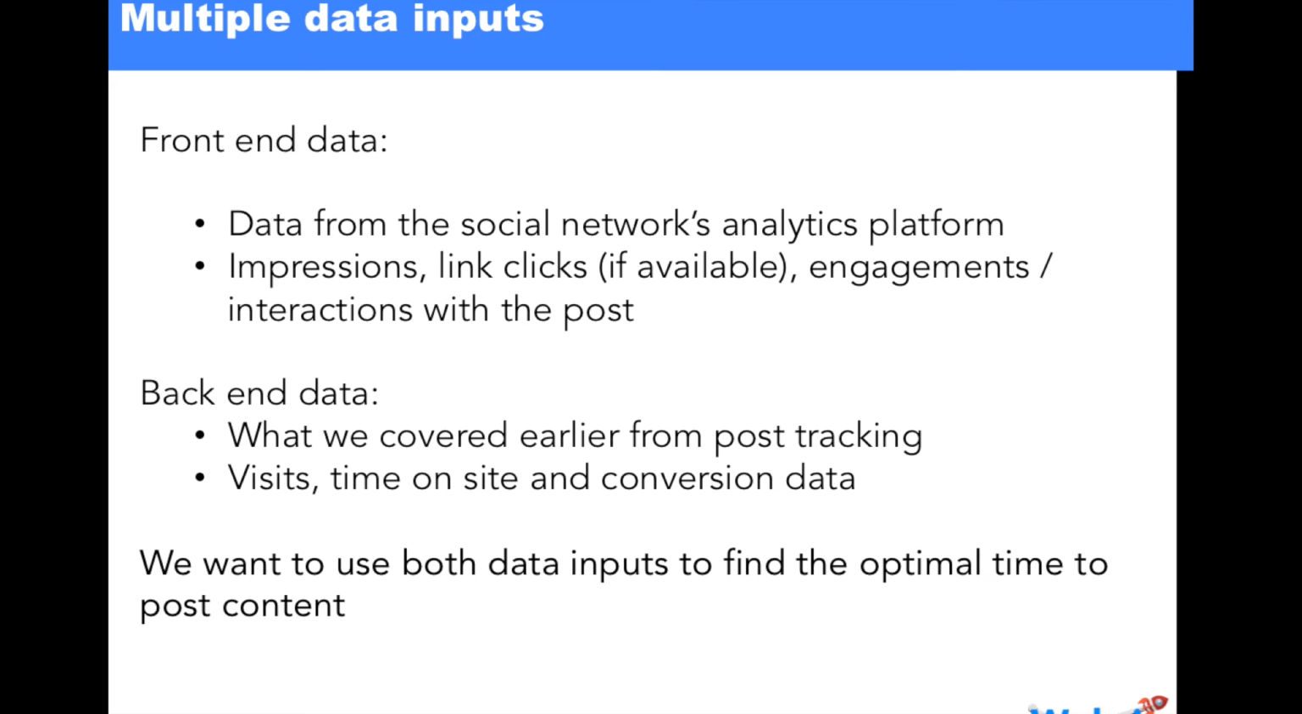The front-end data is data from the social networks' analytics platforms, which a lot of people don't even really know exist or utilize. Like a Facebook page has its own analytics platform. Twitter has its own analytics platform. Quora has a very, very good analytics platform. This front-end data measures things like impressions, clicks on your links, and engagements and interactions with the post.